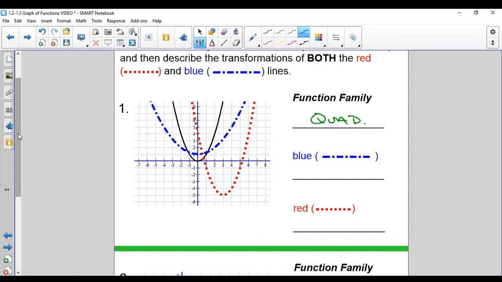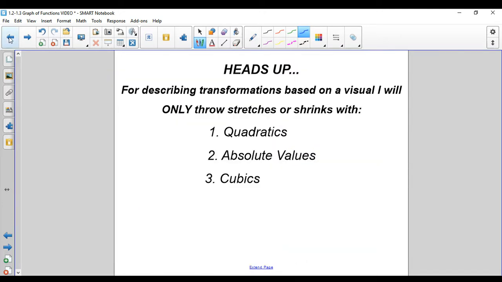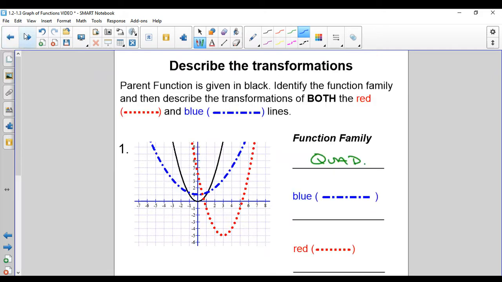Then describe the transformations. I said in this last slide, stretches and shrinks or compressions are fair game with these 3 functions. So the blue line, it looks more compressed than the parent function. It's getting wider, it's getting fatter. All right, so that means there is a compression. So you can write compression. And it got shifted up 1. You should be focusing on the vertex on each of these and seeing how those got shifted. So how did the vertex get shifted?